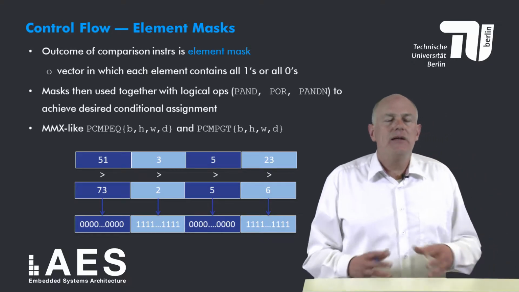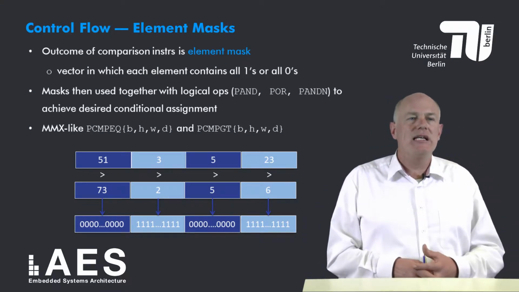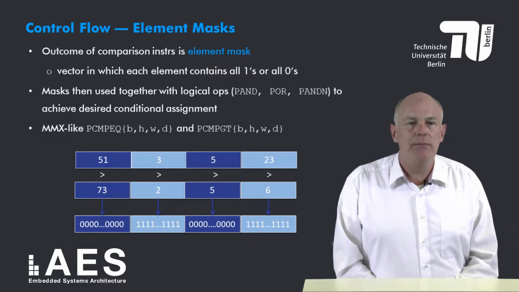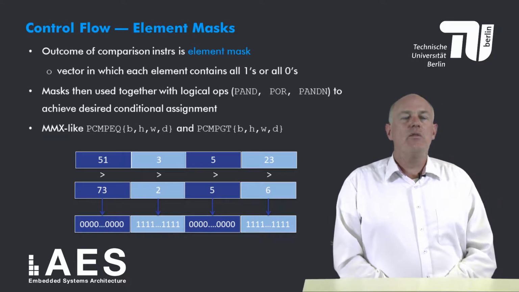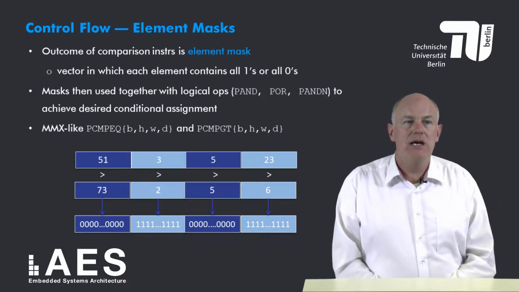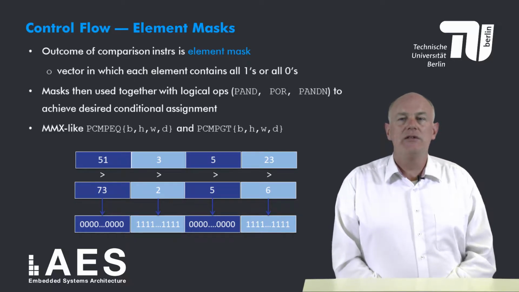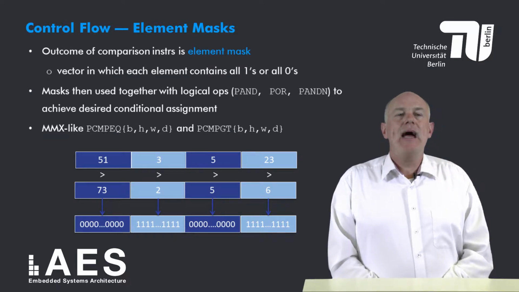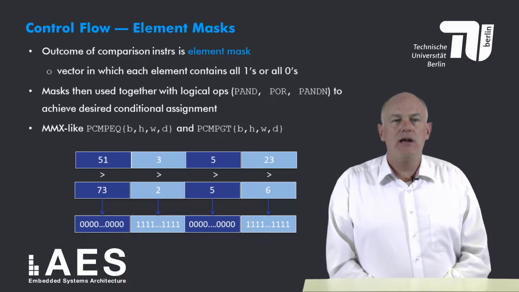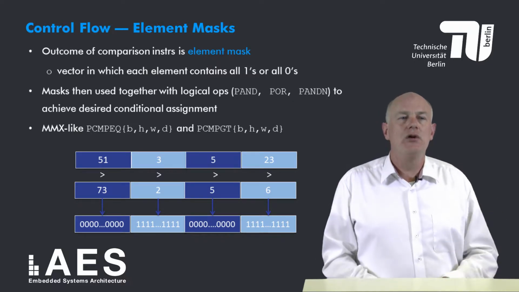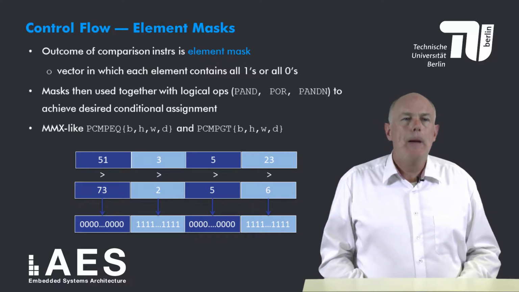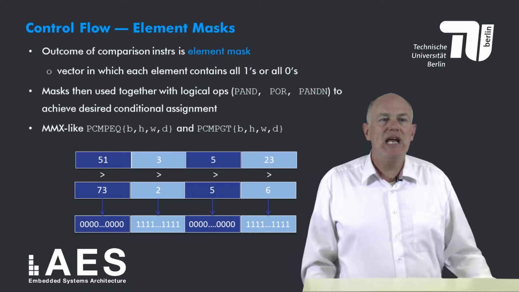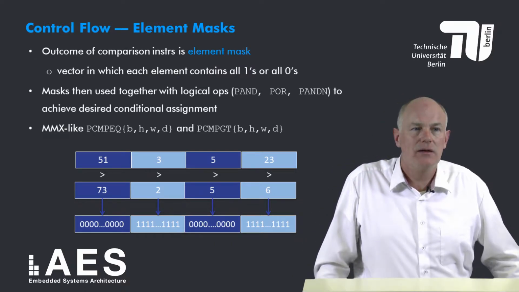Element masks mean that we support comparison instructions, and the outcome of a comparison is an element mask. That means we have a vector of different elements, and each element either contains all ones or all zeros. These element masks are then used together with the conventional logical operations, bitwise AND, bitwise OR, bitwise NAND, to achieve the desired conditional assignment.